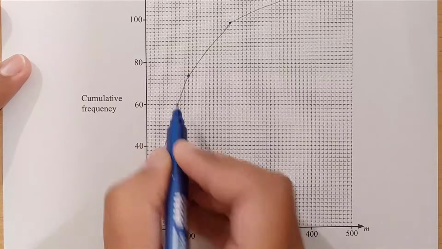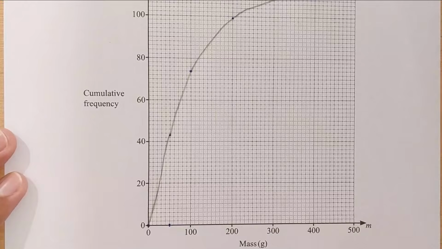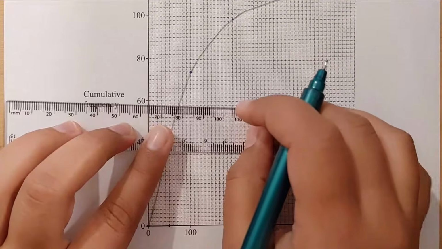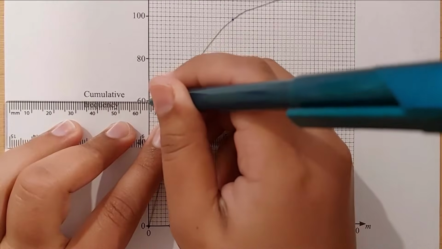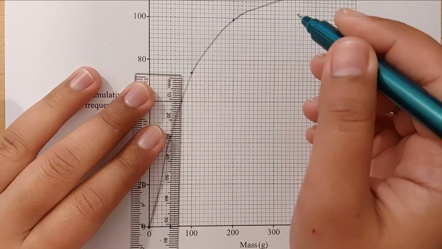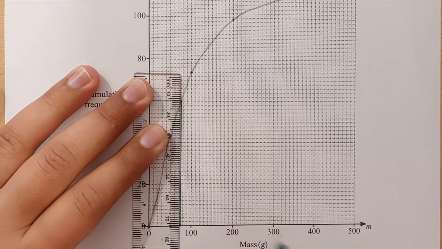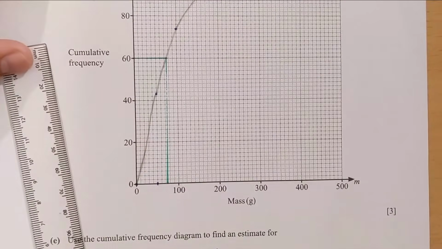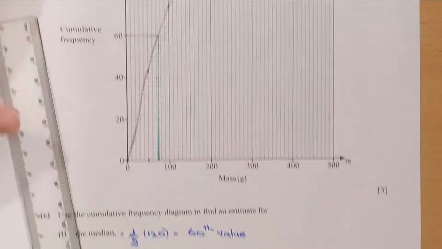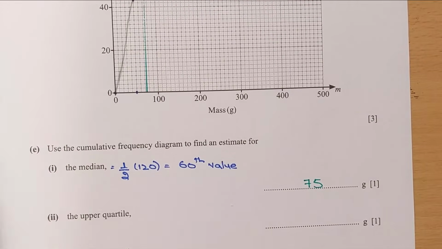So here we have 60. Let me find where the 60th value is. At 60, we have this point on the curve in the middle. Here we have 50, 60, 70, 75. 75 grams is the median.